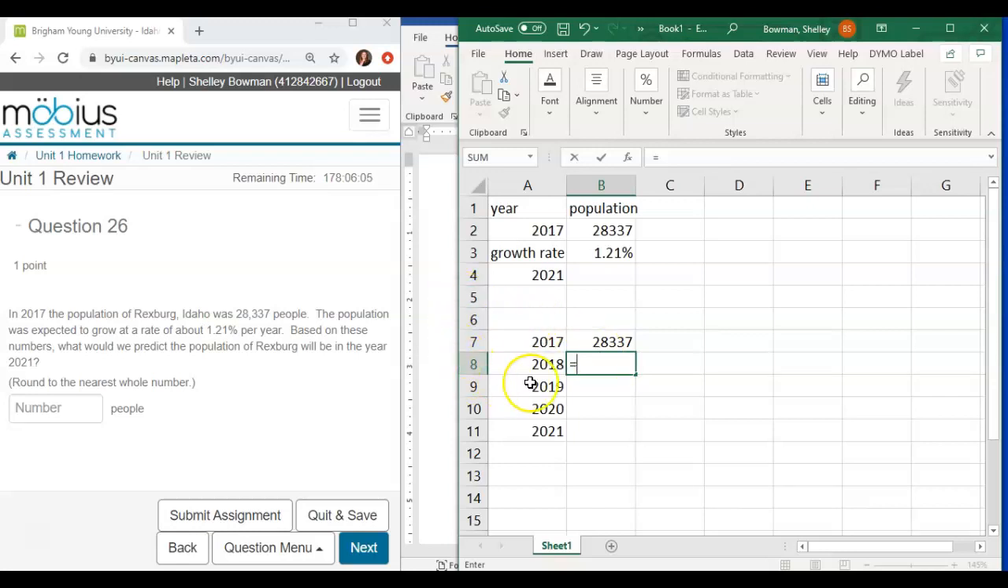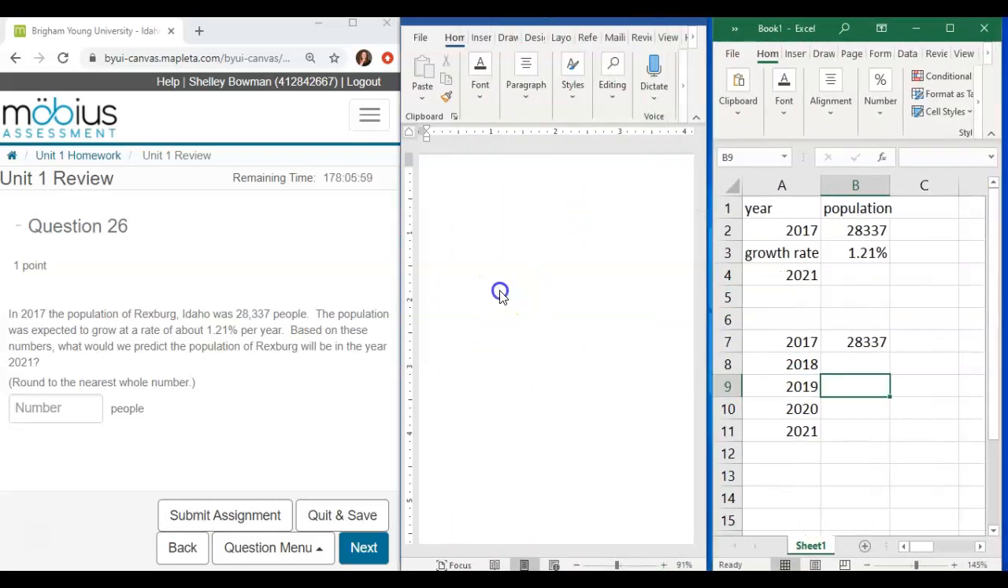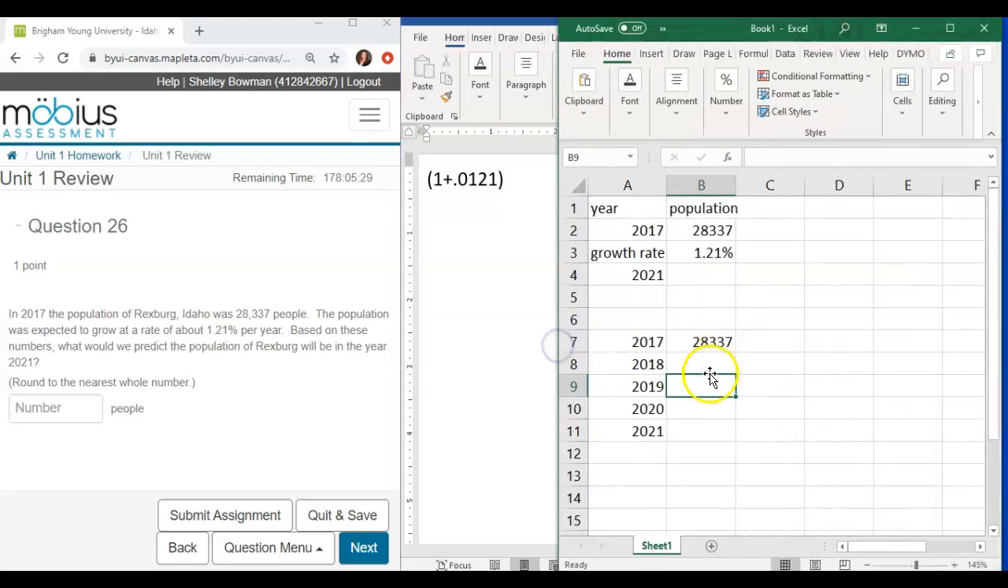In the previous videos we talked about more than, or an increase. That means I have 100% of the total plus an additional whatever the growth is. In this case, 1.21%. Changing that to a decimal is 0.0121, and that's what our increase will be. So we'll take 1.0121 and multiply it by the previous year. And we will do that for 4 years so that we get the total population in 2021.